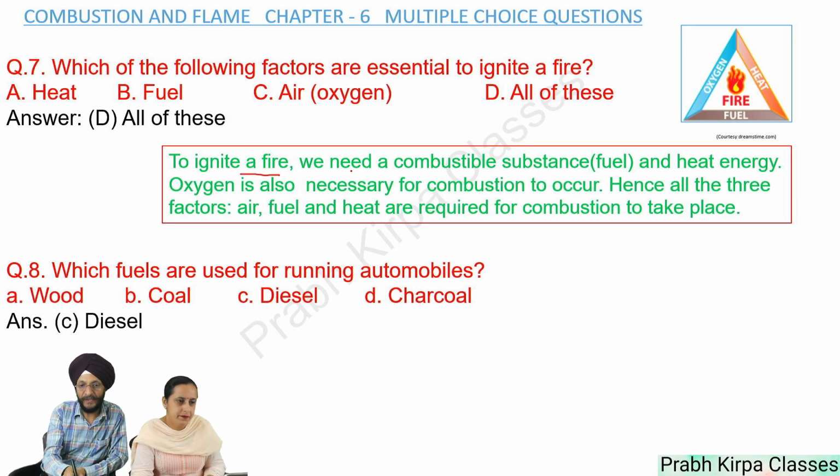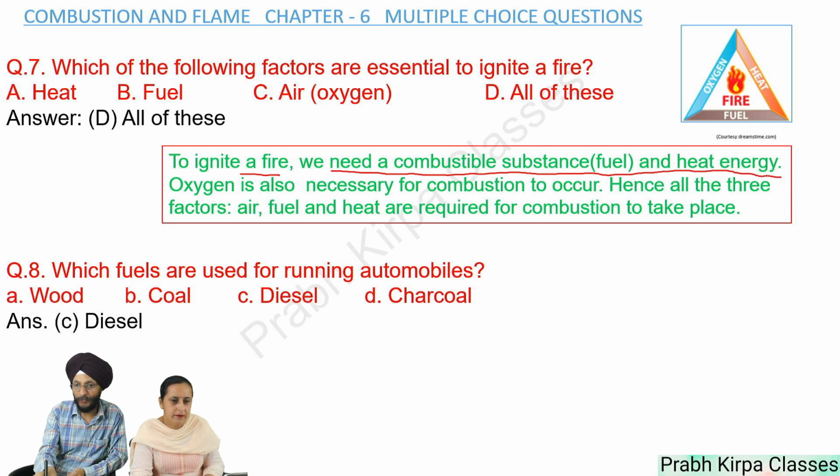To ignite a fire, we need a combustible substance, that is fuel, and heat energy. We also require oxygen for combustion to occur. In fact, there are three conditions for any combustion to take place, which are fuel, heat, and oxygen. Hence, all the three factors are required for combustion to take place. If any of these, heat or fuel or oxygen, is missing, combustion or fire cannot take place.